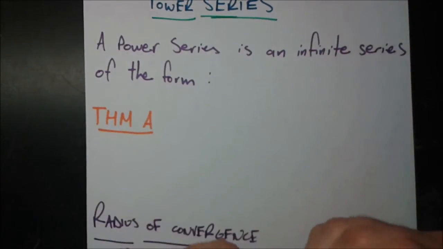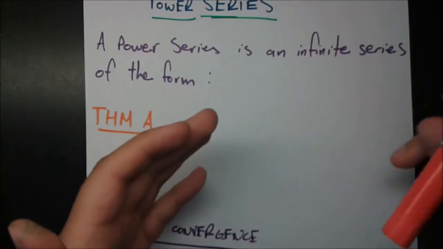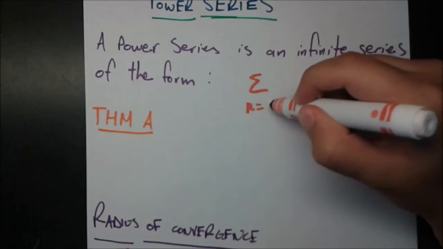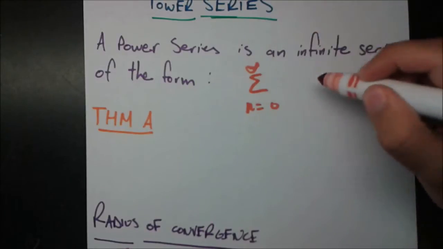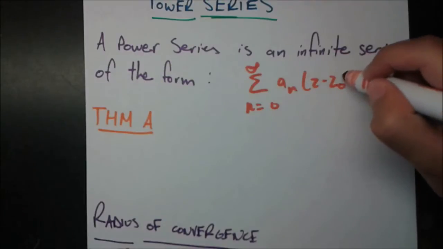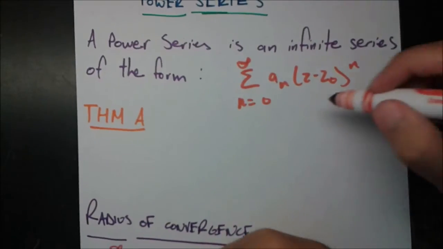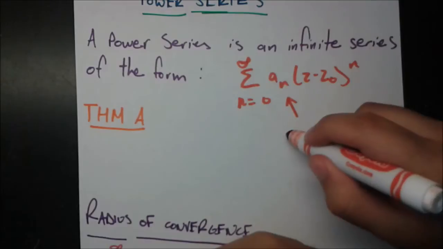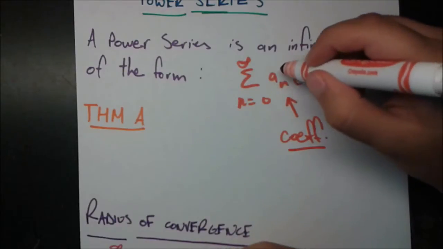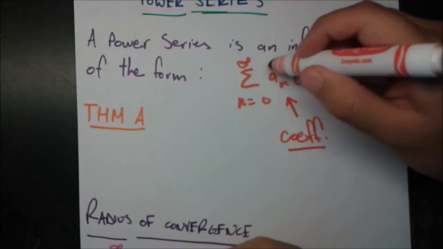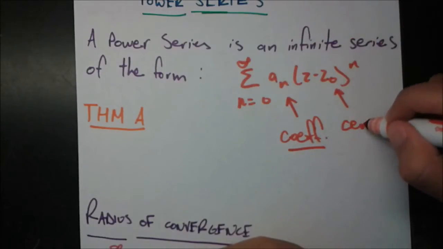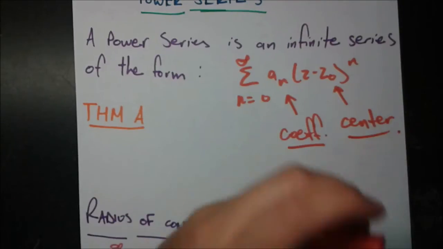We'll start with the definition of power series. So a power series is an infinite series of what form? The form is like this. Sum, as n goes from 0 to infinity, of a sub n, which is the coefficient, times z minus z naught to the power of n. Let's label some things. a sub n is the coefficients of this power series, and an important thing to note is that these are complex numbers, so these can involve i's and anything. And then z naught is called the center of the power series.